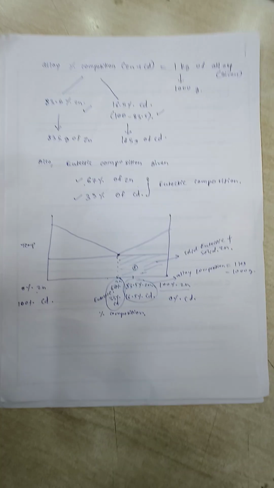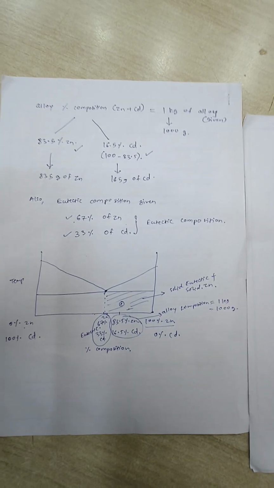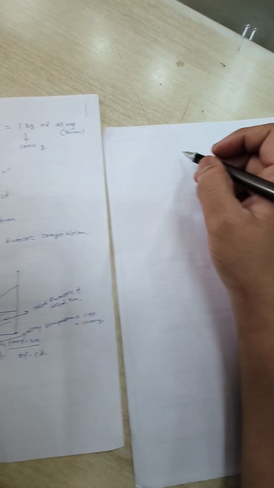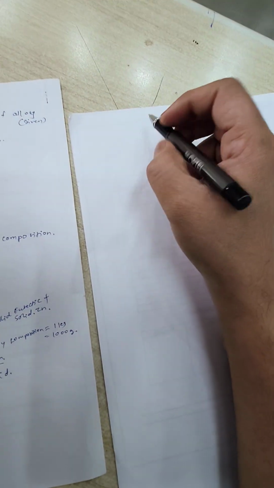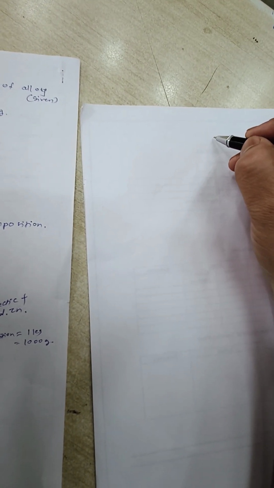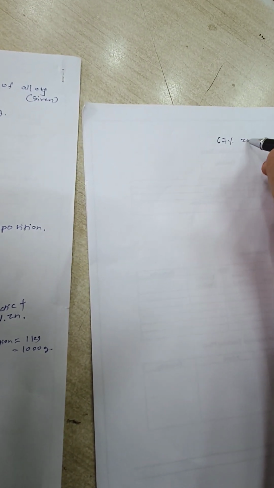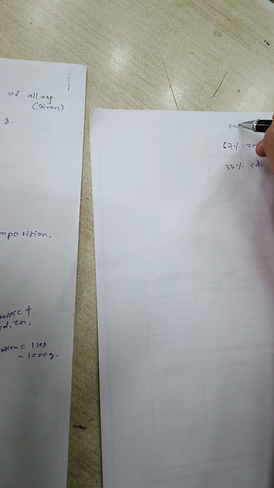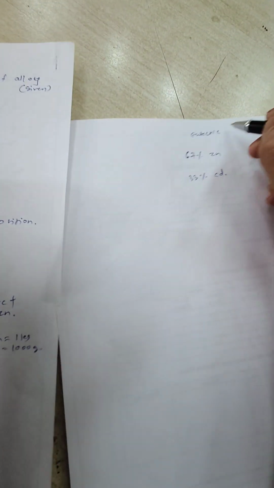Now we will solve. Okay, we'll go further. So this is our first sheet. Now we'll just look here. What they have given: let's say you will write the eutectic composition first. So this will be 67% of Zn and 33% of cadmium. So you can write this is the eutectic composition.